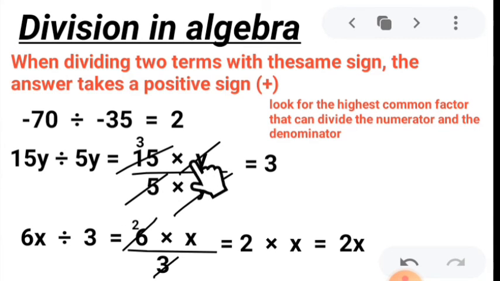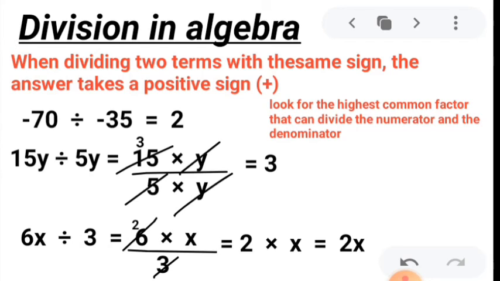15y simply means 15 times y, and 5y means 5 times y. So we look for the highest common factor that can divide the numerator and the denominator. So y can cancel out itself. The highest common factor of 15 and 5 is 5. So 5 divided by 5 will give you 1, and 15 divided by 5 is 3. Because y has cancelled out itself, we have 3 as the answer.